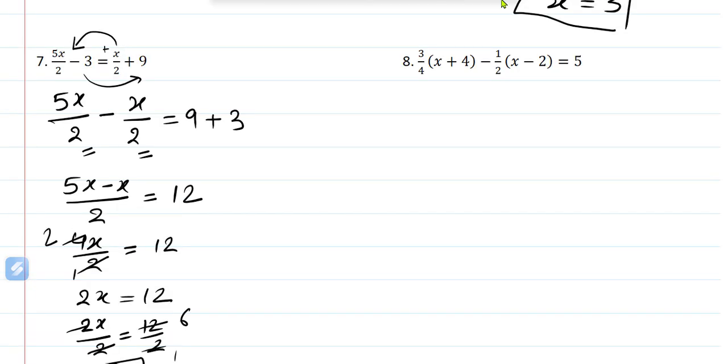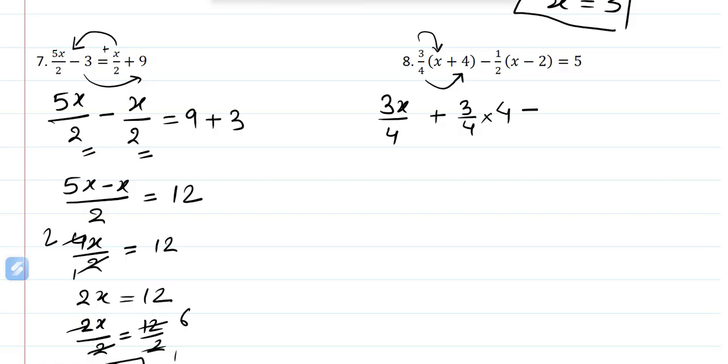Let's try question number 8 here. So here you multiply inside the bracket x and 4. Same here, you multiply inside the bracket x and minus 2. Now you can multiply here, which is 3x divided by 4 when you multiply x, and then plus 3 times 4 divided by 4. Next you multiply this one. Same here, but be careful when there is a minus.